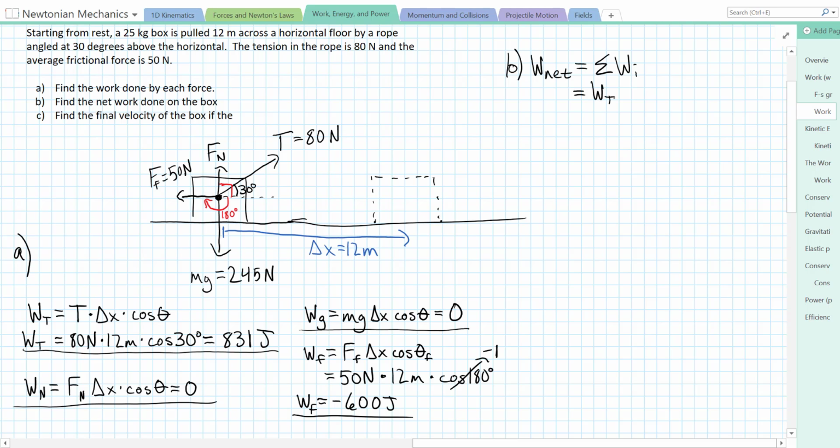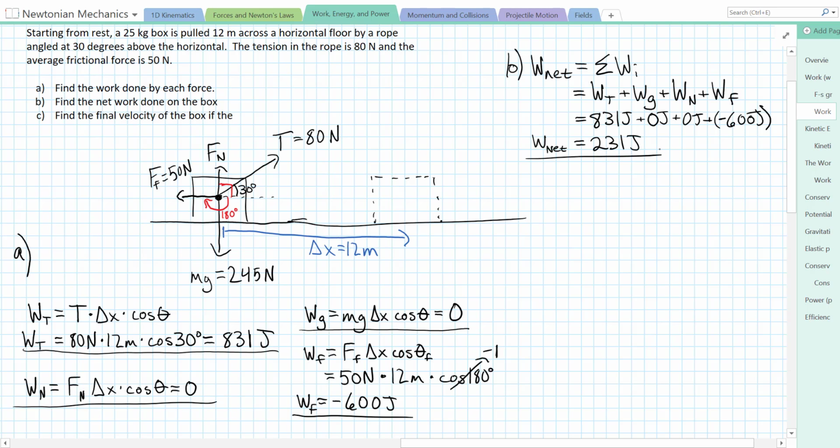It's going to be the work done by tension plus the work done by gravity plus the work done by the normal force plus the work done by friction. So our net work is just going to be, well, tension is 831 joules, plus gravity 0. Normal did 0 work. And then friction did negative 600 joules. So the net work done on the box is equal to 831 minus 600, or 231 joules.